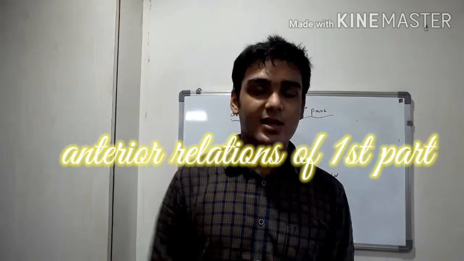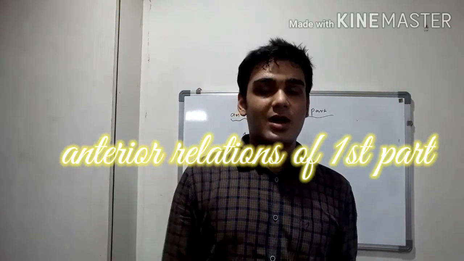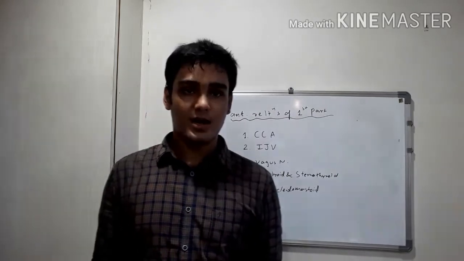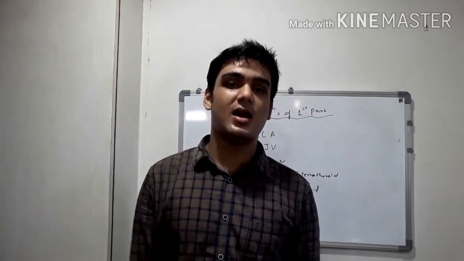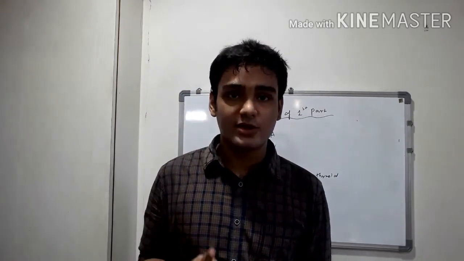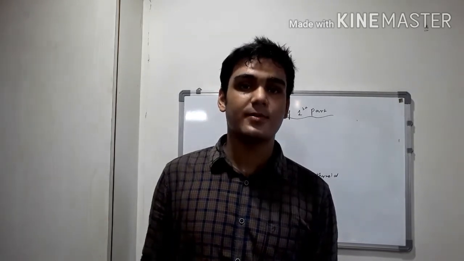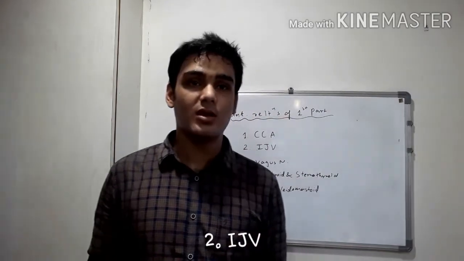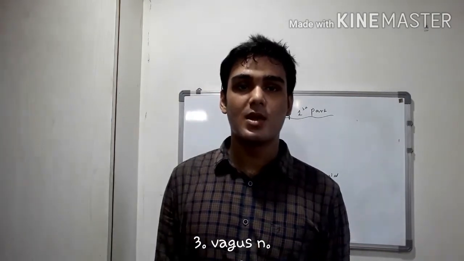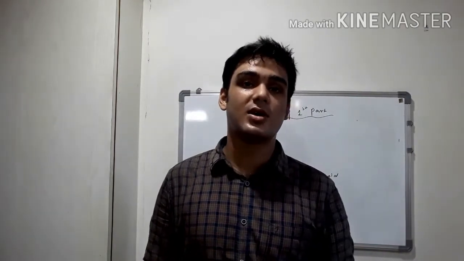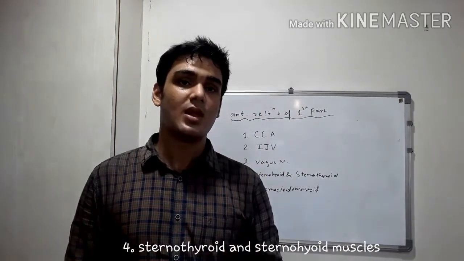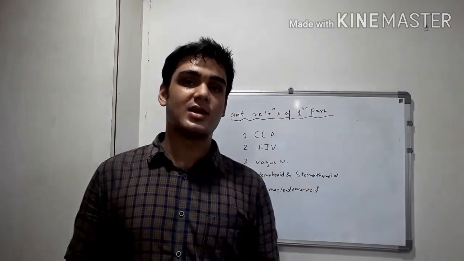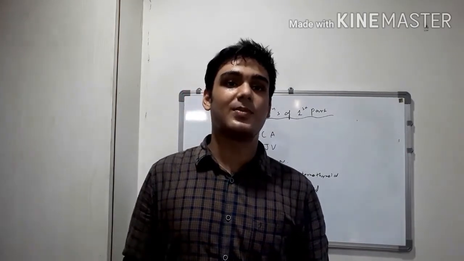Now let's discuss the relations of the various parts of the subclavian artery, and let's begin with the anterior relations of the first part. So we have five things, and three of them are the contents of the carotid sheath. Yes, which are they? Please name them. Yes, they are the common carotid artery, the internal jugular vein, and the vagus nerve. Plus we have two more structures: the sternothyroid and sternohyoid muscles, and the sternocleidomastoid. So these are the five things which come anterior to the first part of the subclavian artery.